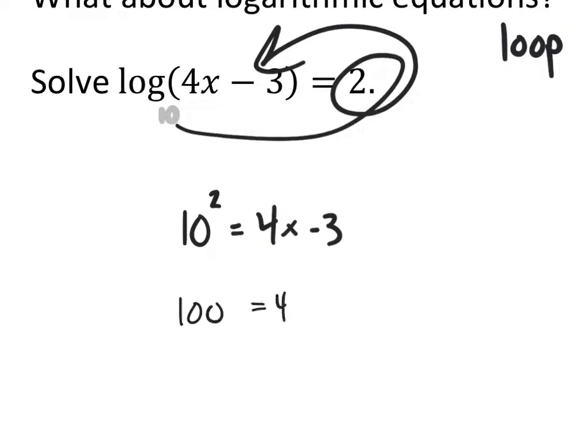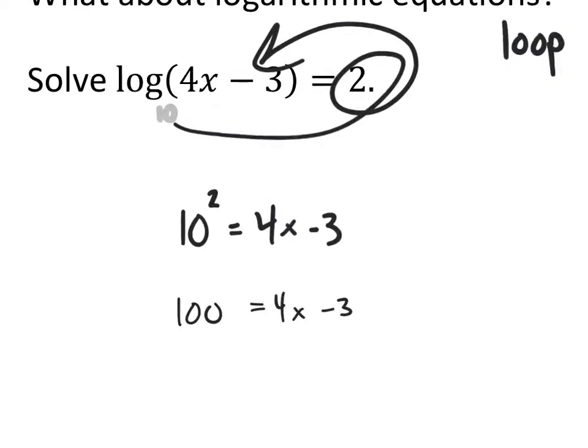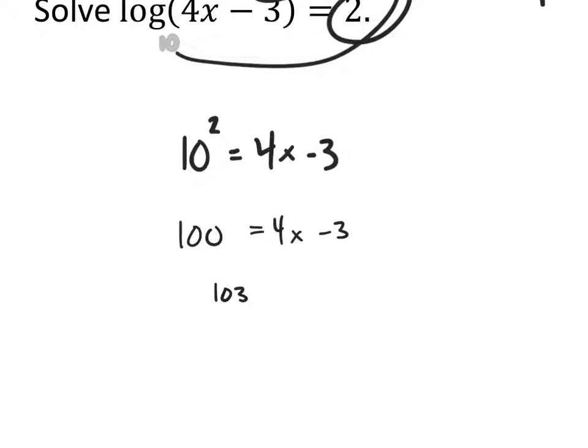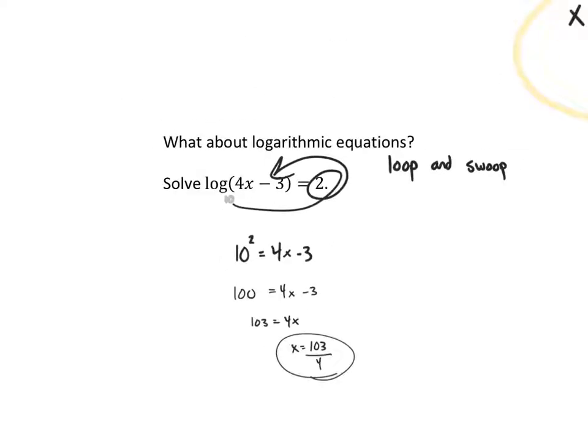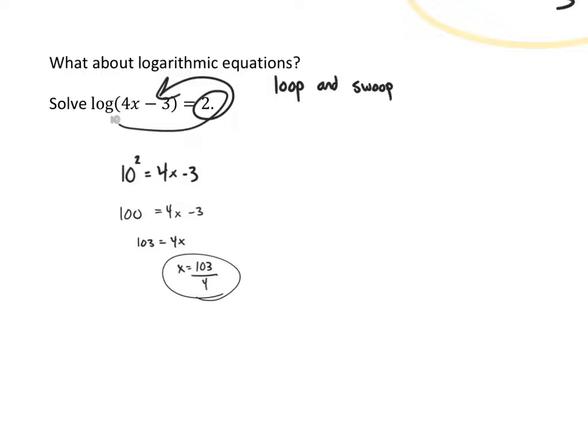10 squared is 100. So when I add 3 to both sides and then divide by 4, I get that x is equal to 103 divided by 4. And we can check that very easily on the calculator by hitting the log button and then typing in this.